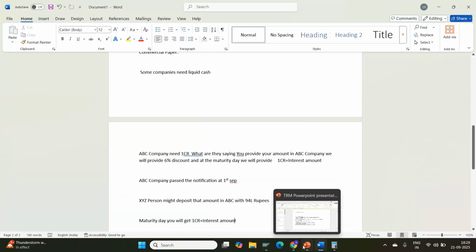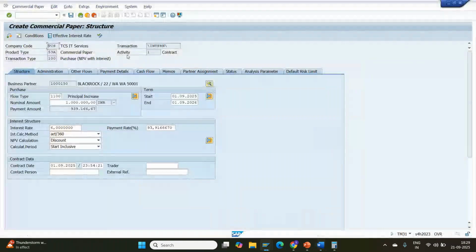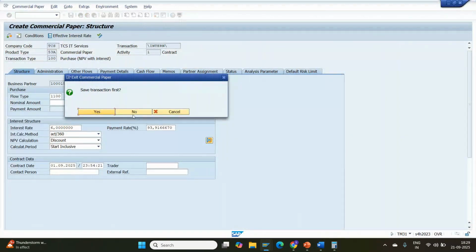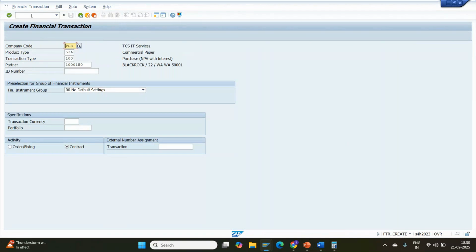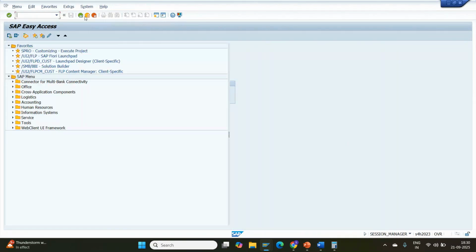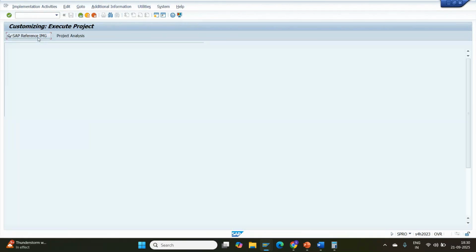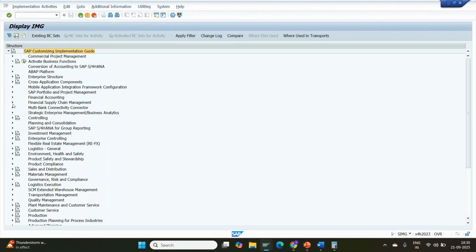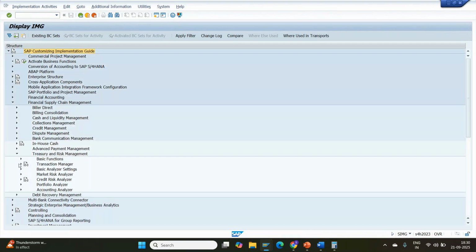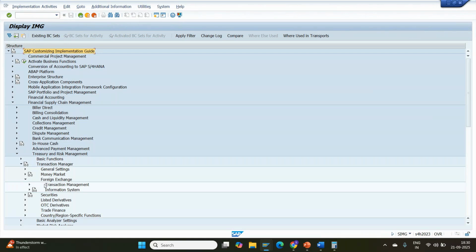Next thing is the second chapter. This is a demo, right? Just I am giving background on what it is. Okay, reference IMG, financial supply chain and treasury risk, transaction manager, foreign exchange.